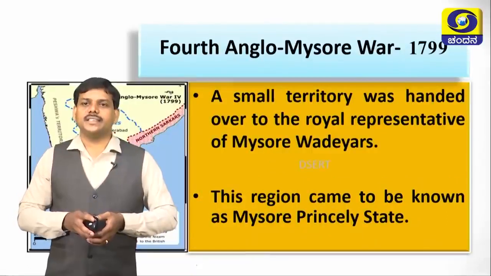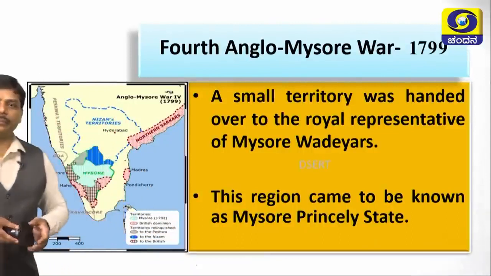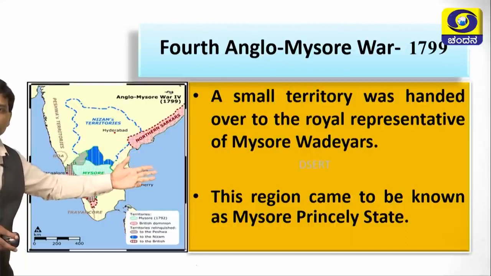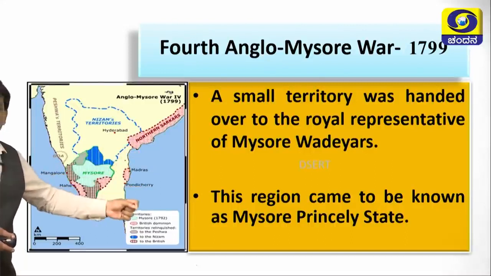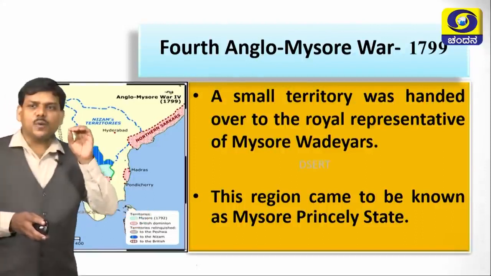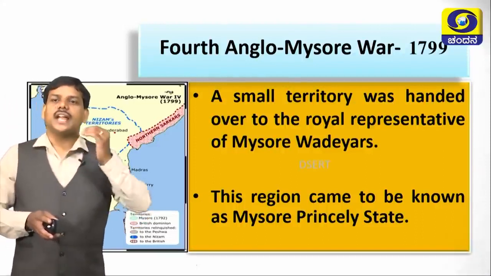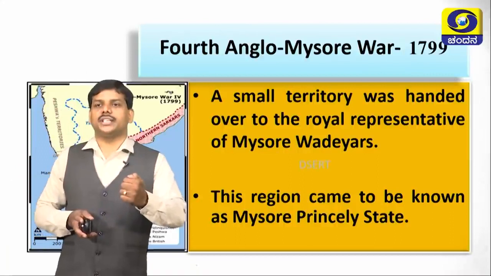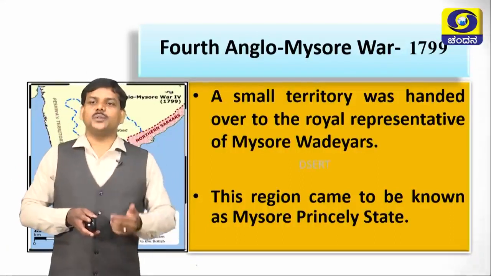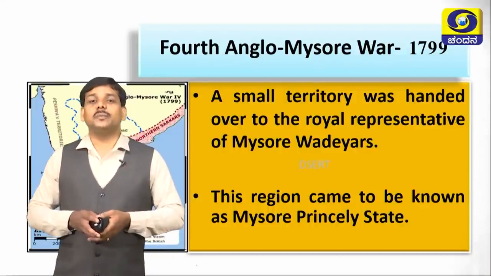Here you can see the map, you can see Mysore. The kingdom of Mysore was shared between the British and also the Nizam of Hyderabad and the Marathas, and a small territory was handed over to the royal representative of Mysore Wadayar. This region came to be known as Mysore Princely State.